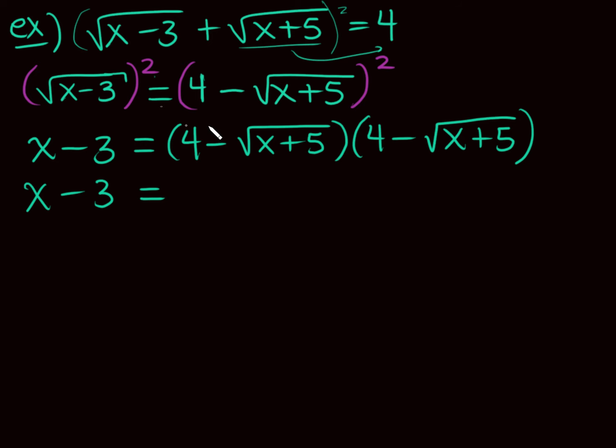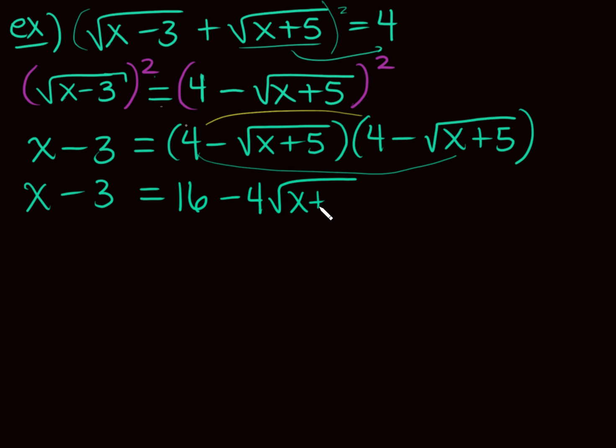All right, let's FOIL this sucker. 4 times 4, I know that is 16. Right? If I do outside, 4 times the square root of x plus 5 is negative 4 root x plus 5. Same thing here, I just get a -4. That makes sense because I'm squaring something, right? So I get twice the outer terms and the inner terms there.